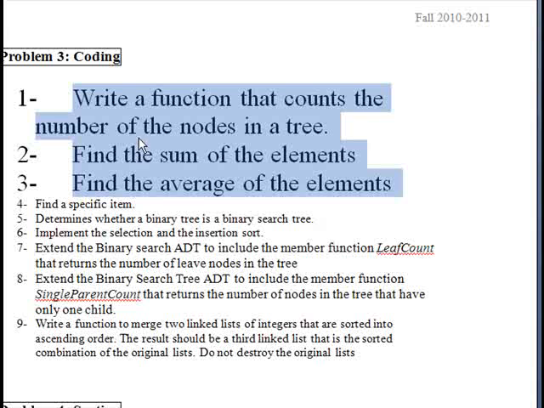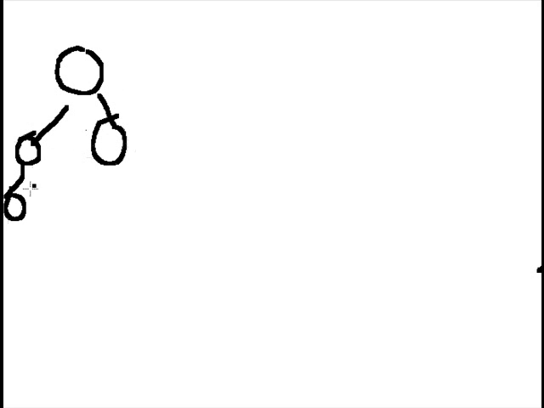Write a function that counts the number of the nodes inside a tree. Suppose I have a tree, it contains nodes, whatever the number of the nodes that I have inside the tree. I just wanted to count this number of the nodes. What should I do? I go left. Each time I visit a node, I add 1. It's a very easy thing.